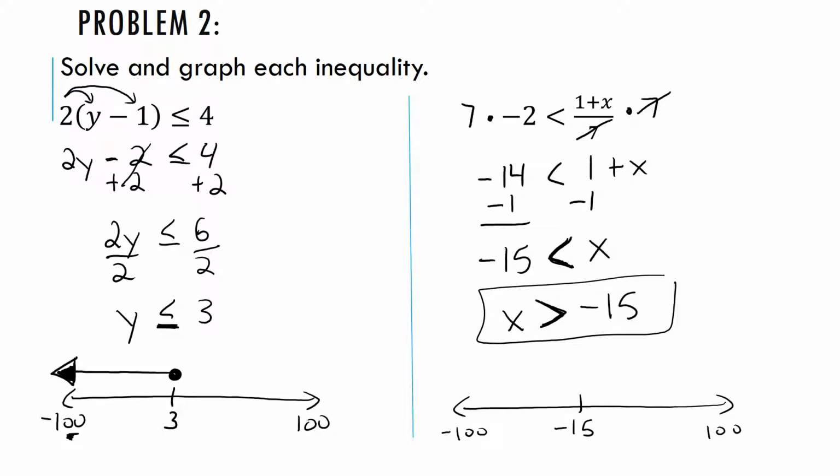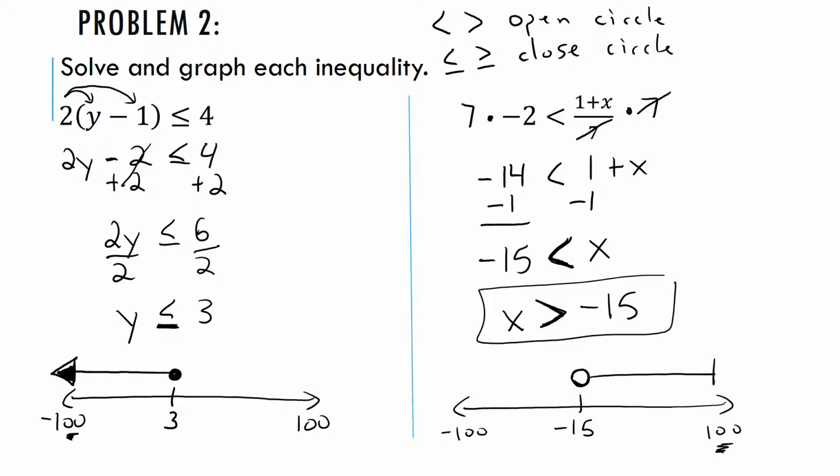From there, I'm going to have an open circle because it's a greater than sign. Once again, if you have a less than or greater than, open circle. And if you have a less than or equal to or greater than or equal to, you have a closed circle. So this is x is greater than -15. Well, I know 100 is greater than -15, so I'm going to go to the right to represent my answer. And that's how you solve inequalities.